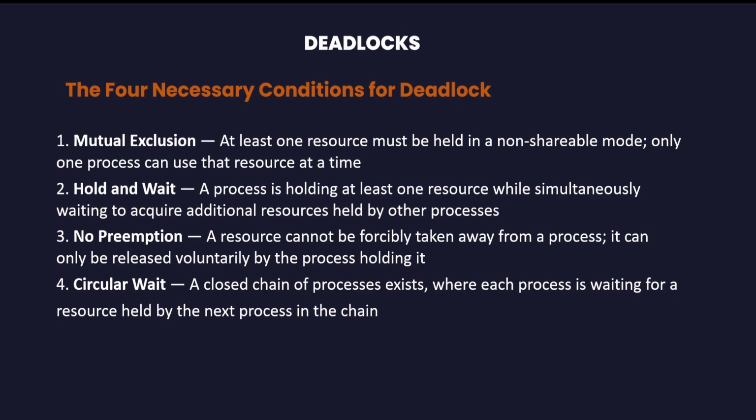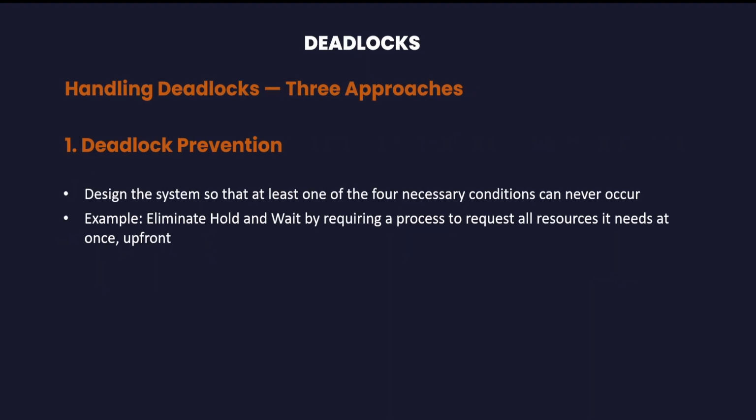Now all four conditions must hold true together. Removing even one of these conditions is enough to prevent deadlock. So all of these four conditions must be true simultaneously for a deadlock to happen. There are three broad strategies for dealing with deadlocks.